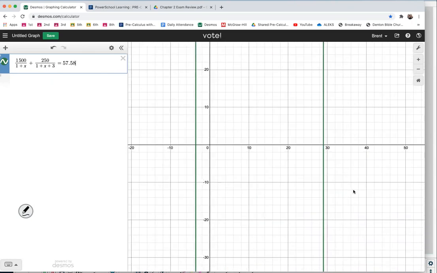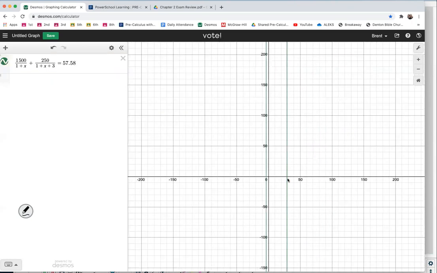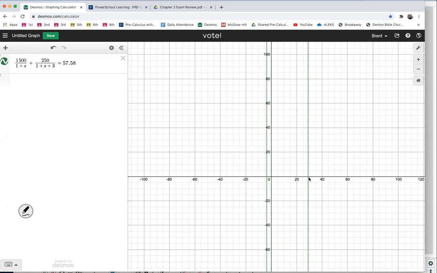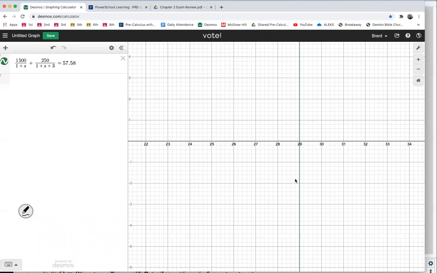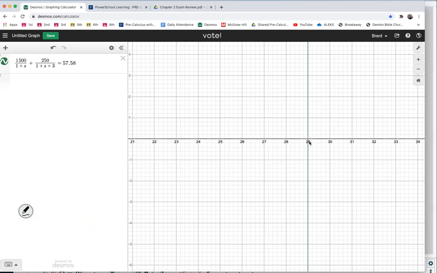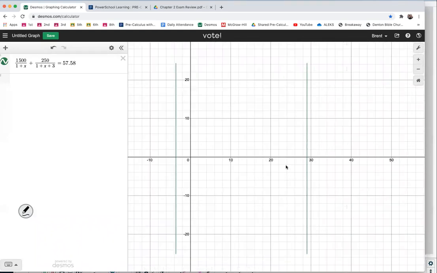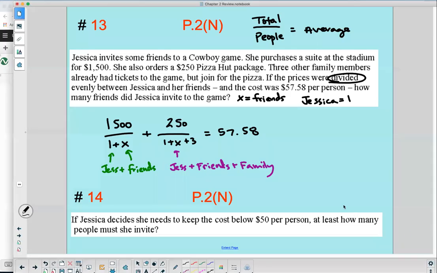Okay, as I look at this, the solutions are always the x-intercepts. I see two solutions. One of them's negative. Are you allowed to have negative friends? I made the joke the other day, only in personality, but not actually by counting. So this is how many friends we have. If I zoom in, you can tell I have 29 friends going to this suite. It's a suite, so 29 friends is the answer, because that's where the x intersects on the positive side.